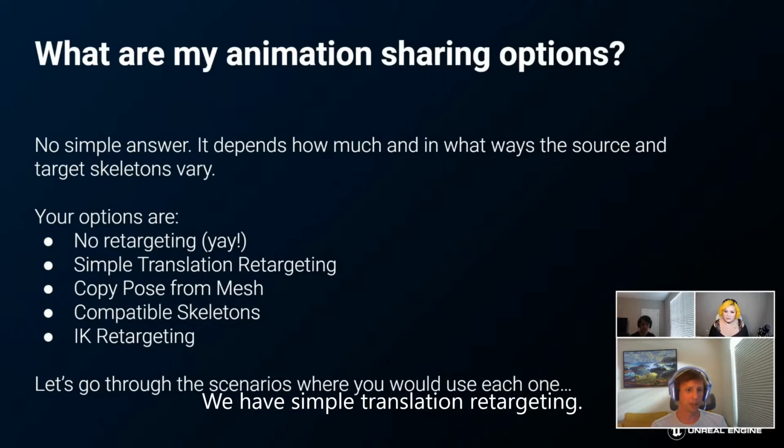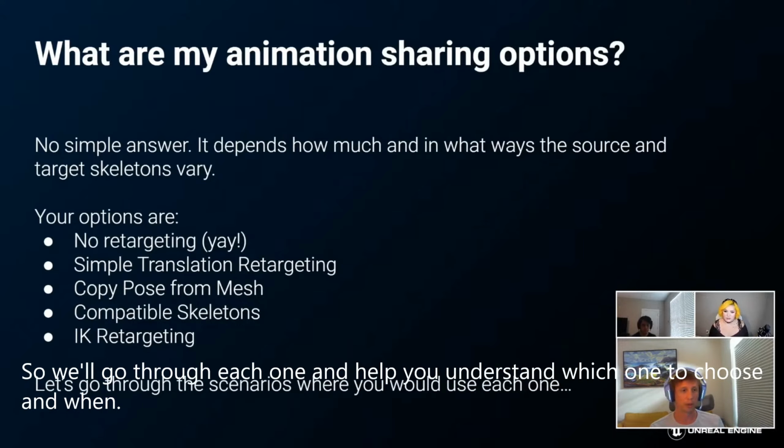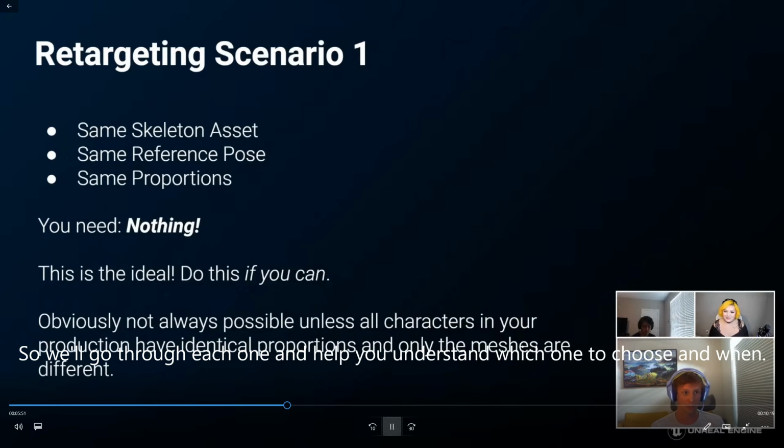For the next case, we have simple translation retargeting. We'll talk about that more. There's copy pose from mesh. There's compatible skeletons, which is new in Unreal Engine 5, and IK retargeting, which is also new in Unreal Engine 5. So we'll go through each one and help you understand which one to choose and when.